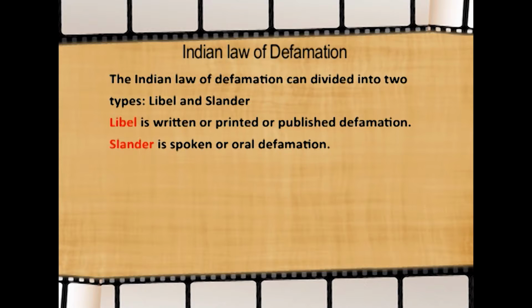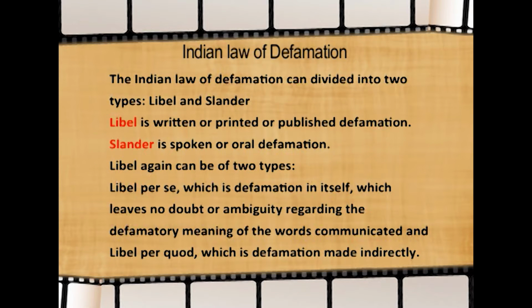Libel again has got two types, libel per se and libel per quod. Libel per se is direct defamation, making a statement or publishing or writing any such matter which is directly derogatory. Whereas libel per quod means indirect defamation, where the person is not saying or speaking or writing any direct derogatory words or sentences, but writing anything concerning another person which may indirectly lower the reputation of that person in the society or organization.